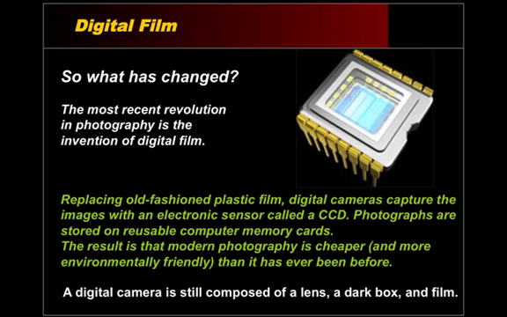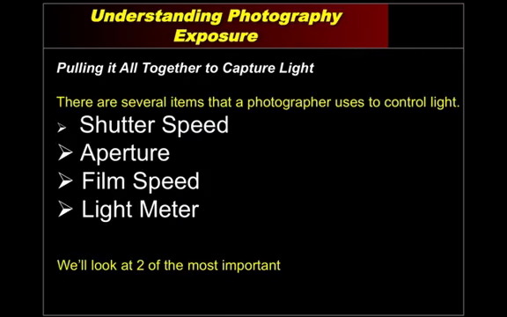So what has changed? Well, the most recent revolution in photography is the invention of digital film, and we've had that now for some time. So replacing old-fashioned plastic film, they now have an electronic sensor called a CCD, a charge coupled device. And it's a way that the light rays can be captured onto this computer chip.